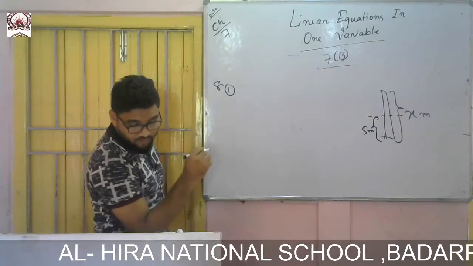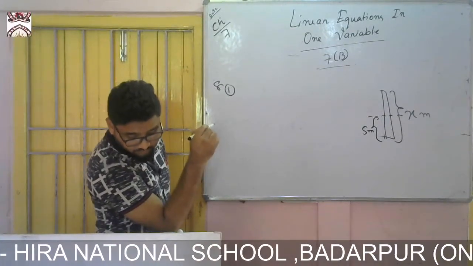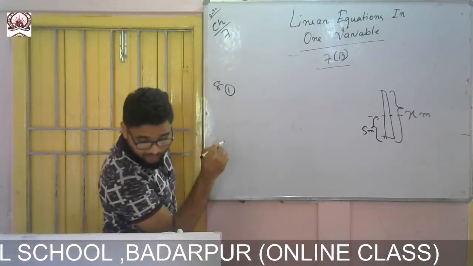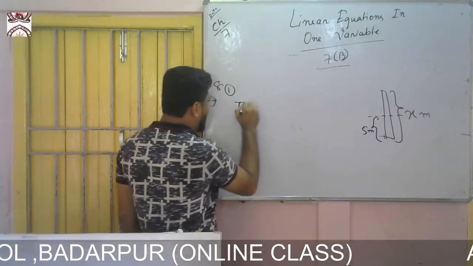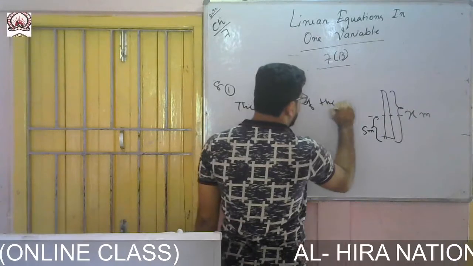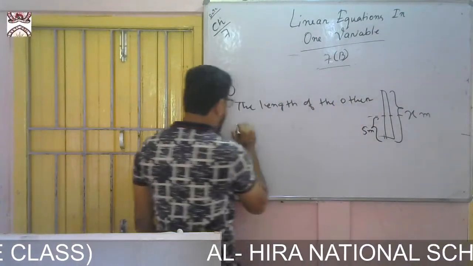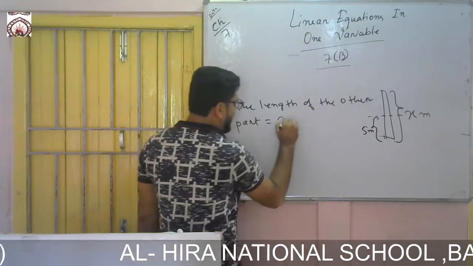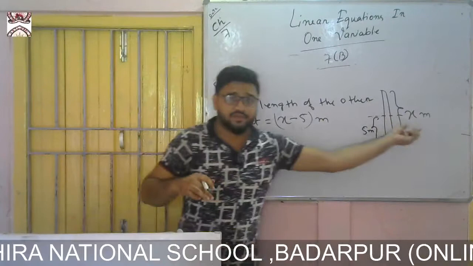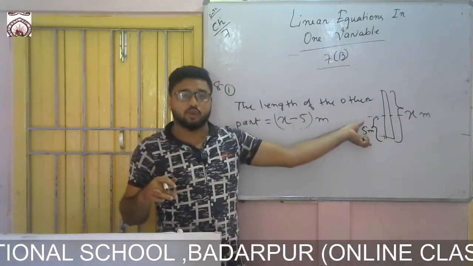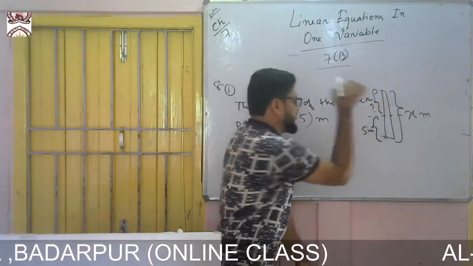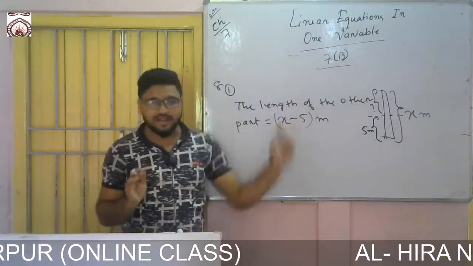So write question number 8, part 1. What is the length of the other part? Therefore the length of the other part equals x minus 5 meters. Because x is the total length of the pole. From that, if I subtract one part, that is 5, then I shall get this part. The question asks us to find that part. So x minus 5.